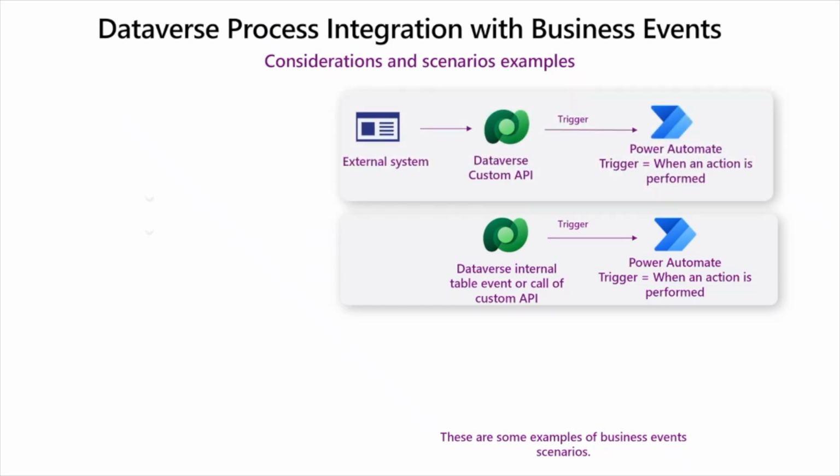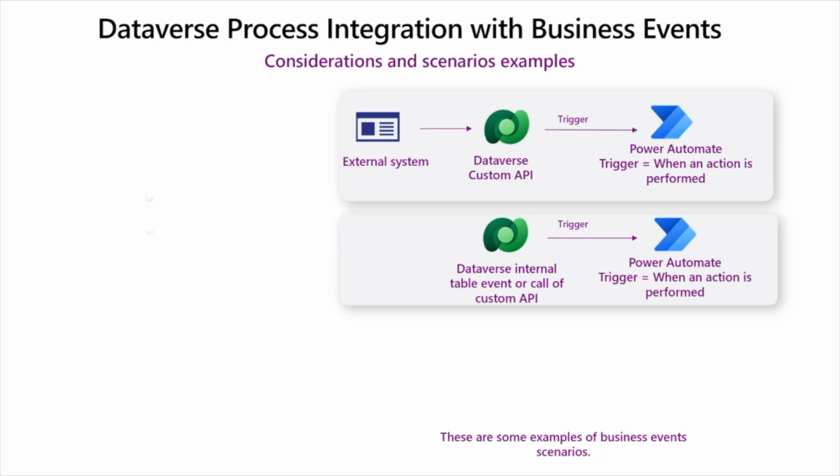Another example is an external system emitting a Dataverse business event by calling a custom API that has been cataloged as a business event as well. The receiver of the event can again be a Power Automate flow. Imagine a scenario where we want to email a customer after they made a purchase.